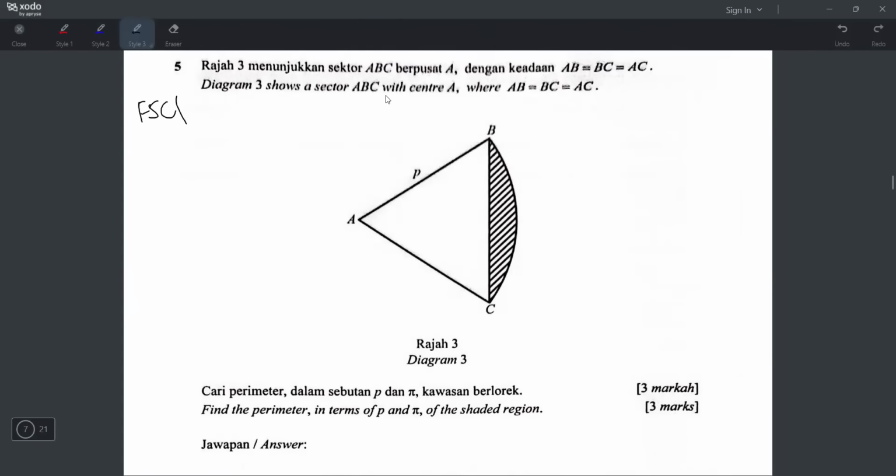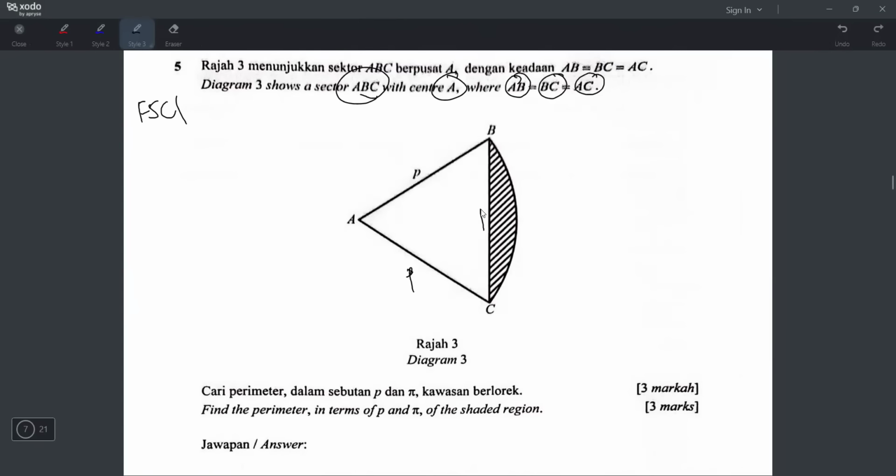Diagram 3 shows sector ABC with center A. So this is the center and this is the sector ABC. Okay, a sector consists of 3 lines: radius, radius, and the arc. So you can see AB, that's the radius. So AC will be a radius also, so this will be here also. And the arc is this arc BC. Okay, they say AB equals BC equals AC. So AB equals AC equals BC.